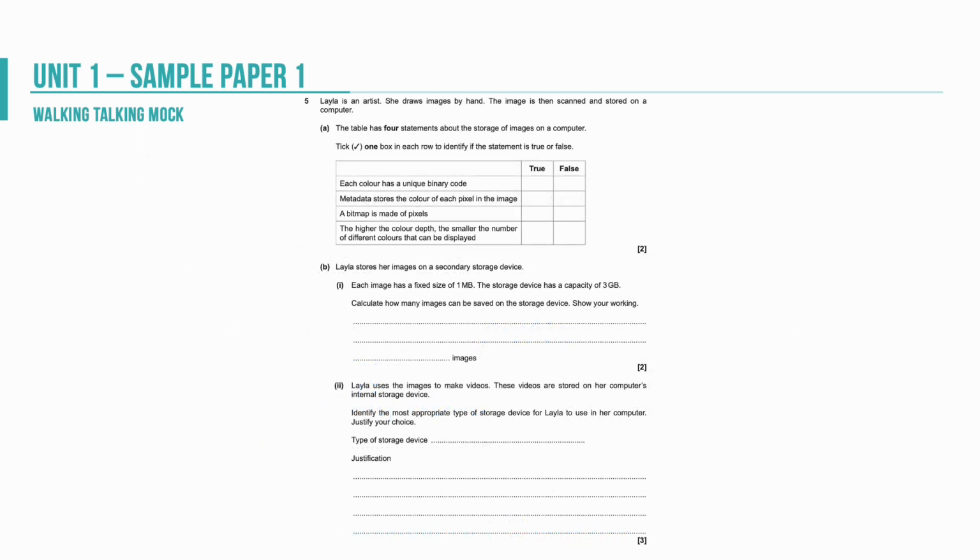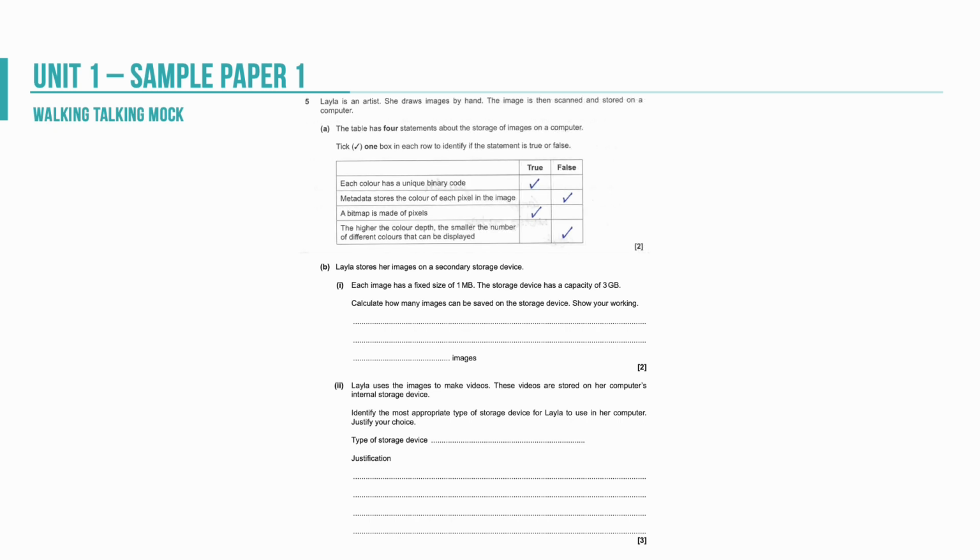We then move on to question 5, where we've got Layla, who's an artist, and she draws images by hand. The images are then scanned into her computer. We've got a tick box, and this tick box quite clearly says tick one box in each row to identify whether it's true or false. You will screw yourself over if you put two ticks in the same row, because you're definitely going to get no marks.